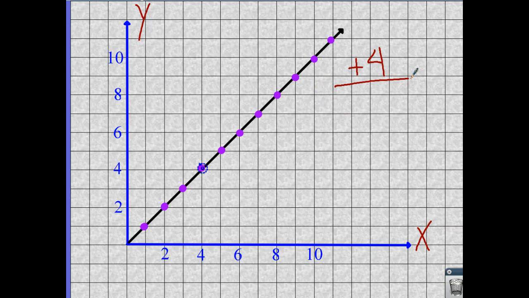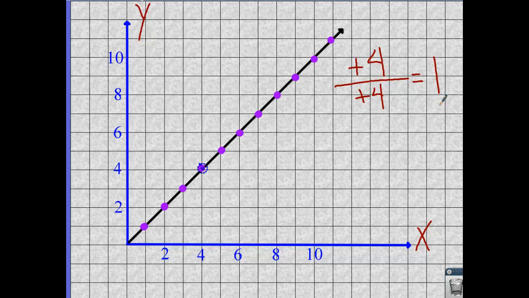And what would my run be? So if my rise was 4 and my run, I come over here, it is also 4. So I went to the right 4. And I simplified that. What would my rate of change be here? What would my constant of proportionality be? Well, 4 divided by 4 is 1.